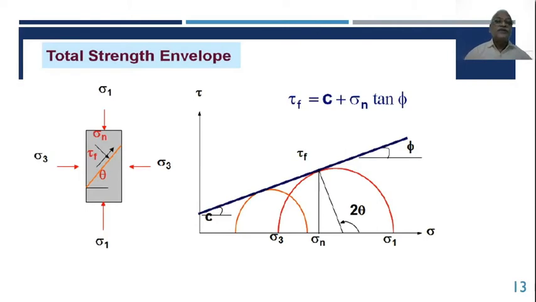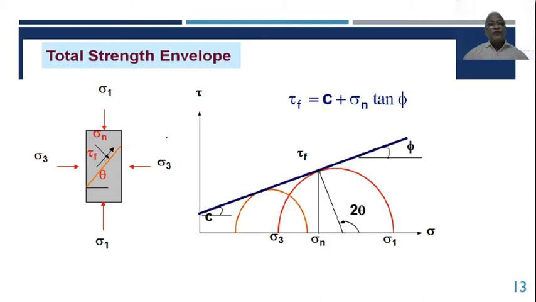Now, total strength envelope. Anyway, you know all this. That is a stress element wherein on these faces there is sigma 1, and on the vertical faces you have sigma 3, and there is a probable failure plane at an angle of theta. There is a normal stress acting on that. There is tau f, shear strength or shear stress, acting on that.